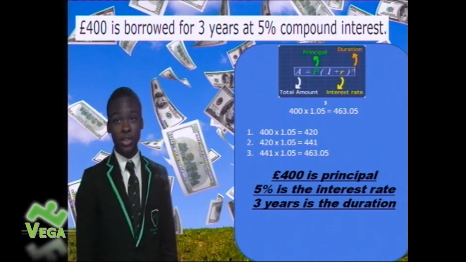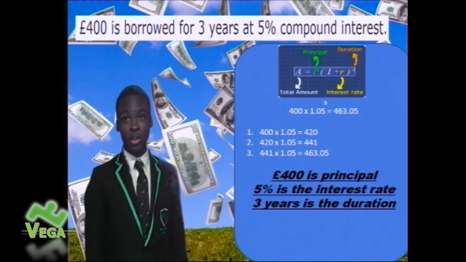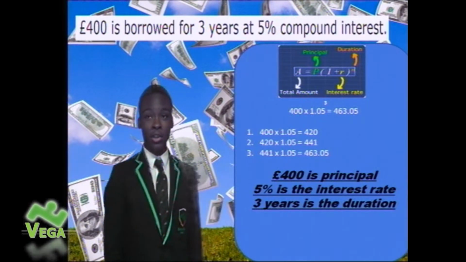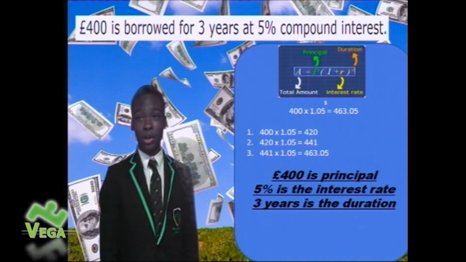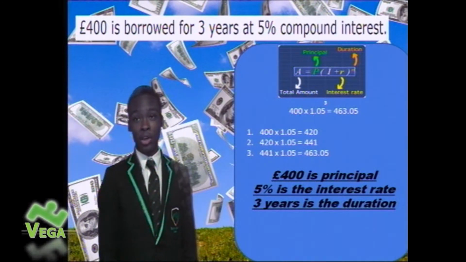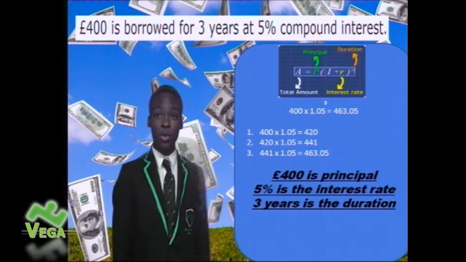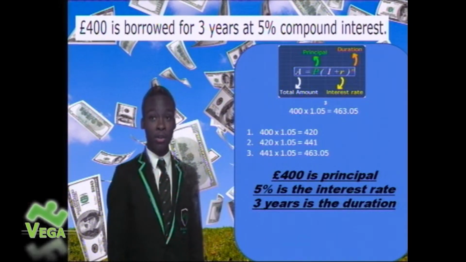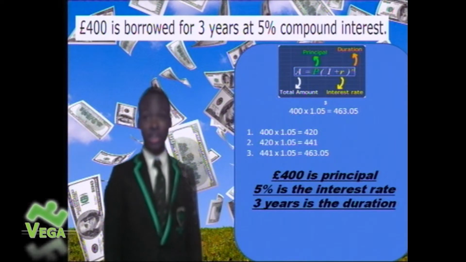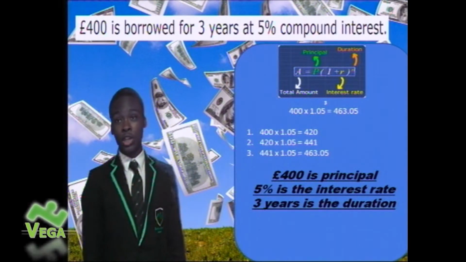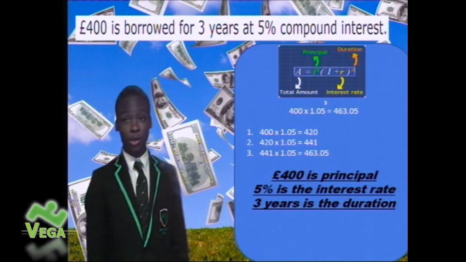So what you have to do is times 400 by the multiplier, which is 1.05, as 5% is 0.05 in decimal form. So do 400 times 1.05 equals 420. Then do 420 times 1.05 again to get 441. Then you do it one more time to get 463.05.